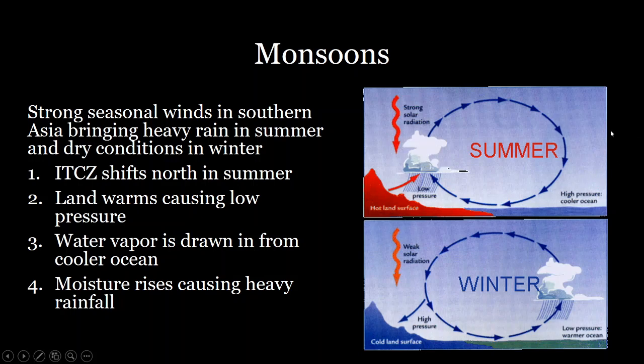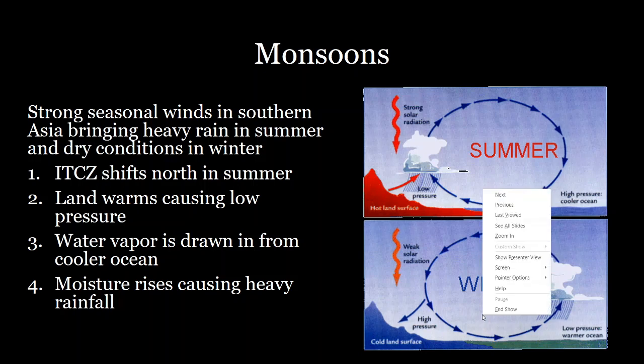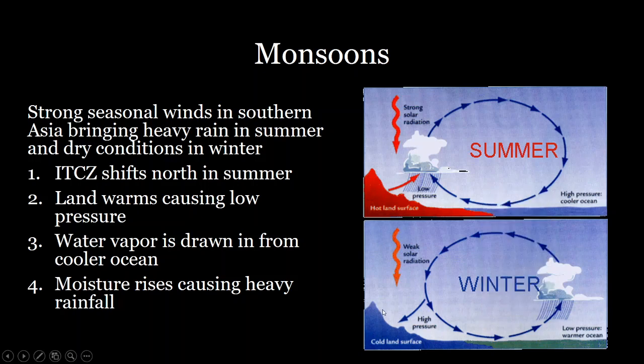So you can have a large amount of moisture moving from the ocean into this low pressure system, and therefore causing a lot of rain. And the opposite kind of happens in the winter when the ITCZ moves southwards and you have a high pressure system over the land. And so the rainfall is predominantly over the ocean instead of the land, as you have sinking air over the land instead of rising air.